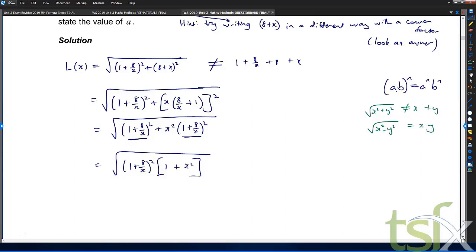So here, because the 1 plus 8 on x is all squared inside the square root, I can now bring that out. This 1 plus x squared has a plus in it, so I'm going to leave that inside here. And now it's in the form that we originally had. The original form was the square root of x squared plus a, so therefore a must equal 1. And there's the answer.